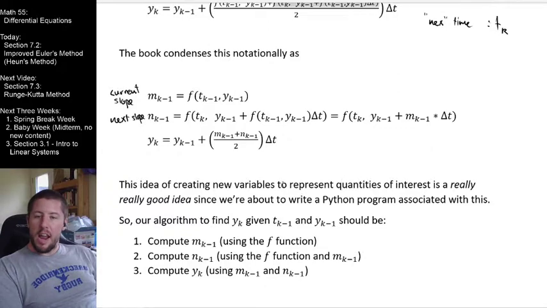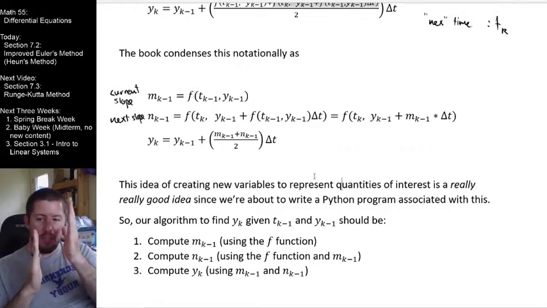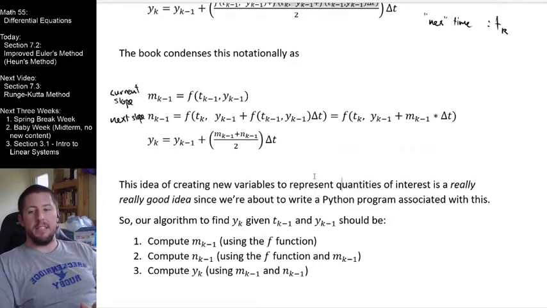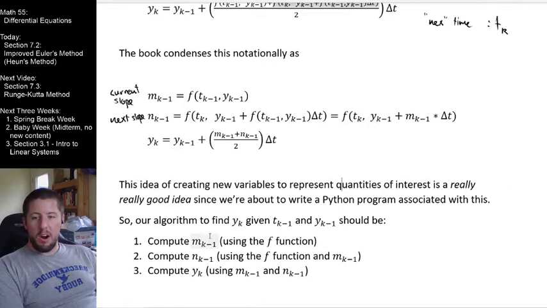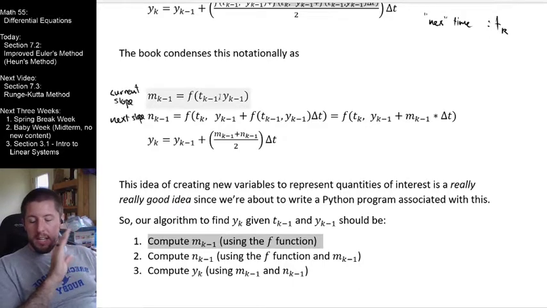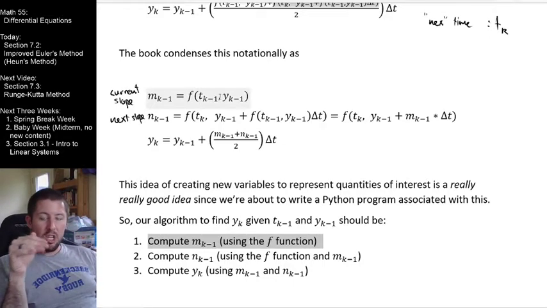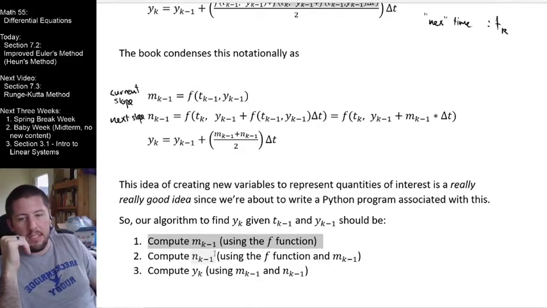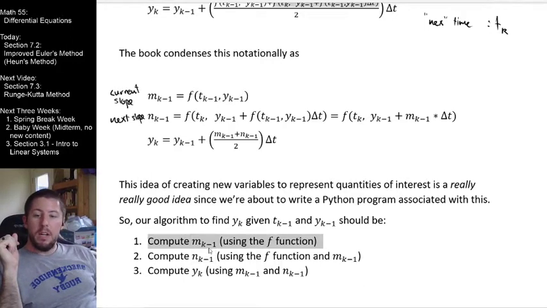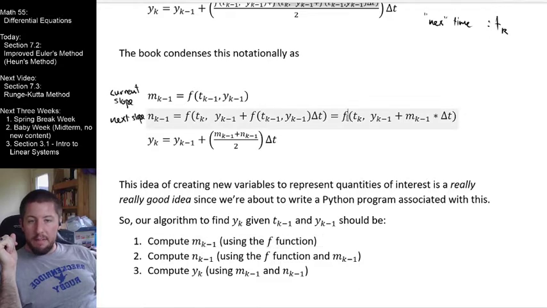This is good. This idea of creating these new variables m and n to think about our slope at the current location, our slope at the next location, and finding the average of those two slopes is a really smart programming idea, because in programming we want to create variables to hold that type of information. So our algorithm for improved Euler's method should look like this. First, compute m sub k minus 1, and notice that only requires us to use the function that we've defined. This step one is basically all of Euler's method: estimate the slope, then update y sub k using that slope. In improved Euler's method, though, we want to compute an additional slope, and notice that this requires the f function to get n, and it requires the m that we've previously calculated as well.